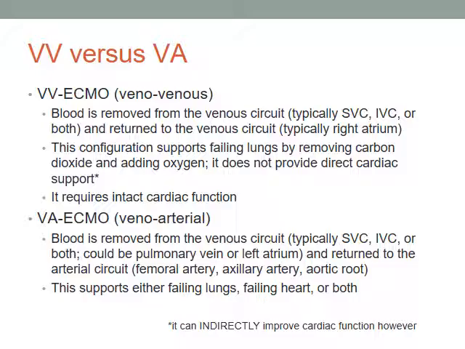And then VA, being arterial, blood is removed just like it is for VV, typically SVC, IVC, or both. Although occasionally, a surgeon will be in the chest, they've just done an operation, and maybe they suck it out of the pulmonary vein or the left atrium, and then they return the blood somewhere on the arterial circuit. That could be the femoral artery, axillary artery, aortic root, any great big artery you can hook into will work. Some are faster than others, depending on whether you're already in the chest, how stable your patient is, whether you're doing CPR at the time, all sorts of questions.